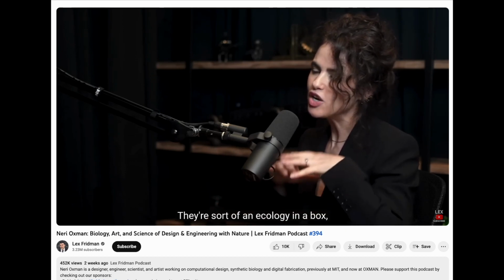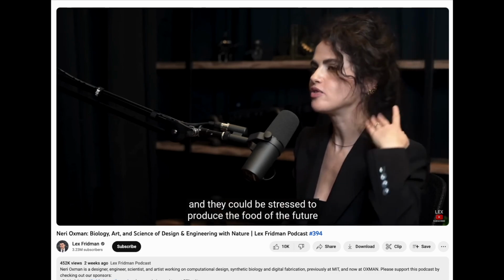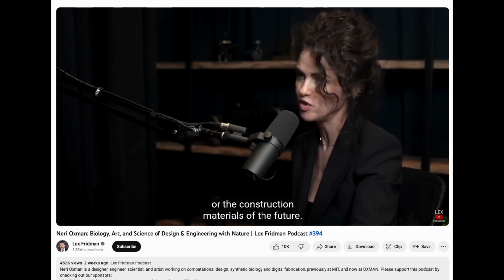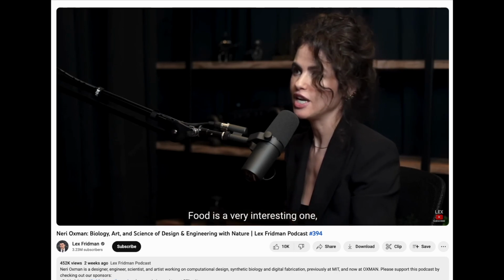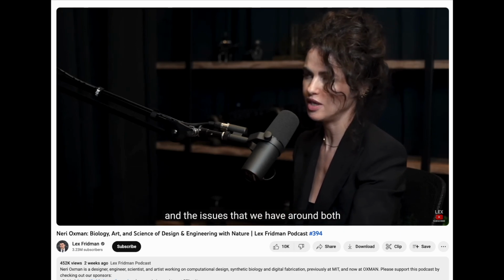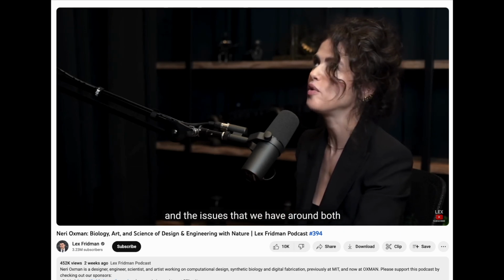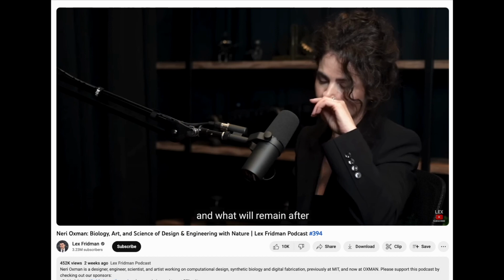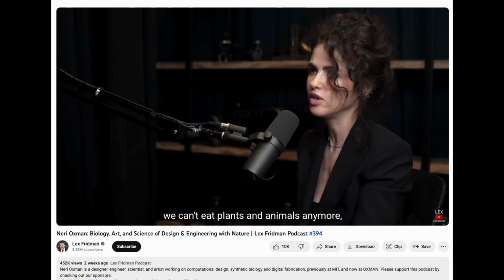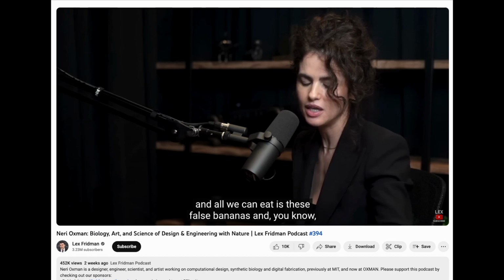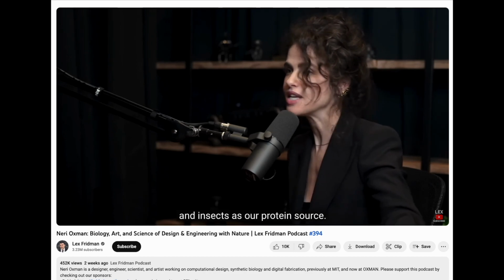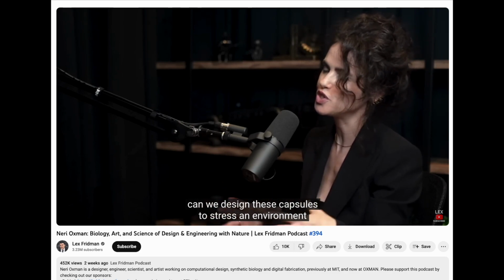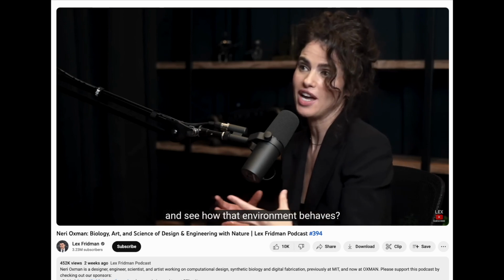They're sort of an ecology in a box, and they could be stressed to produce the food of the future or the products of the future or the construction materials of the future. Food is a very interesting one, obviously because of food insecurity, but also in terms of the future of food and what will remain after we can't eat plants and animals anymore, and all we can eat is these false bananas and insects as our protein source. So there we're thinking, can we design these capsules to stress an environment and see how that environment behaves?